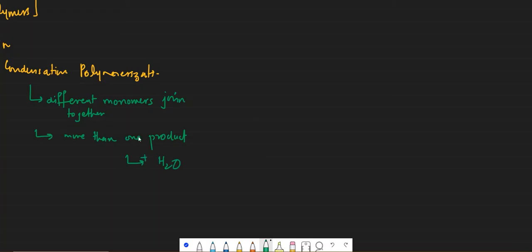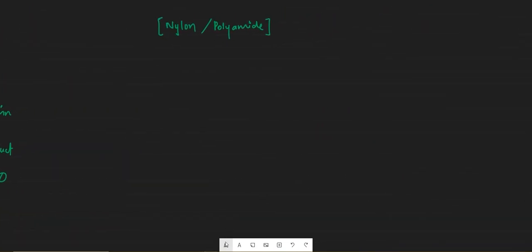Okay, let's discuss that. The first example of condensation polymerization is the preparation of nylon, or it's also known as polyamide. Okay, let's discuss that. How is that formed? It is formed when dicarboxylic acid.